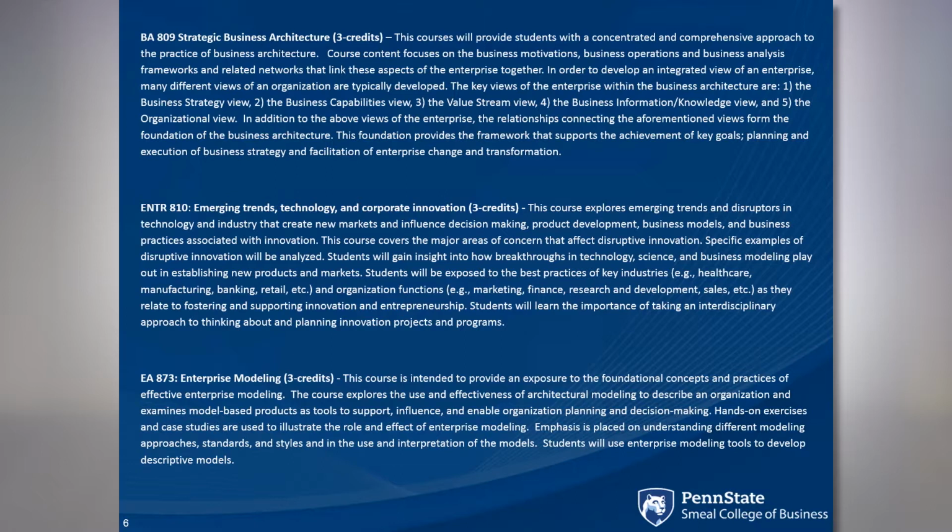Then lastly, EA 873 is an enterprise modeling course. This gets down into more of the nitty-gritty of how to produce different models at different layers of abstraction as you're developing your business architecture for the enterprise. So these 3 courses together provide a good holistic approach to business architecture. It's a very unique graduate certificate, and I think you'll find it very beneficial.